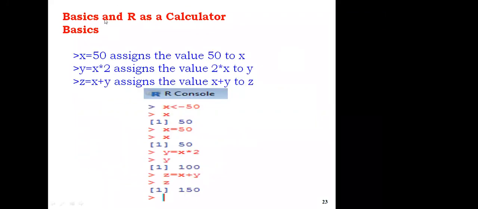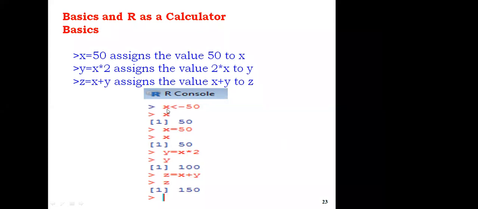So basics in R as a calculator continues here. As I have already told, x = 50 assigns the value 50 to x. y = x * 2 is the product; in R we write x star 2. This assigns the value 2 times x to y. And z = x * (x + y) assigns that value to z. This is from the R console, which I have pasted here.